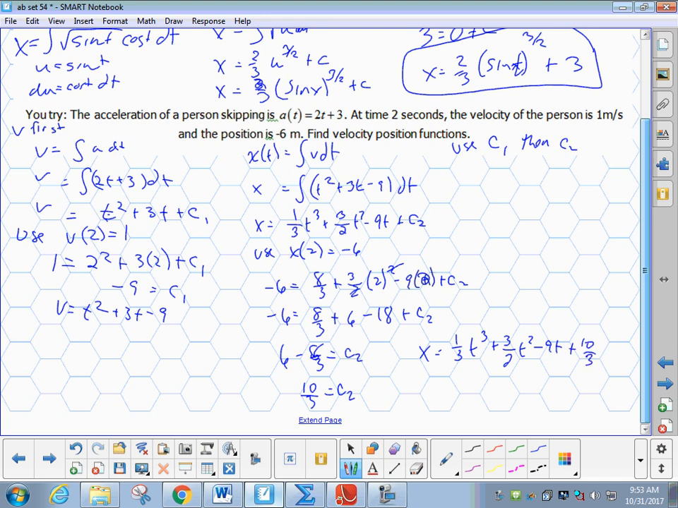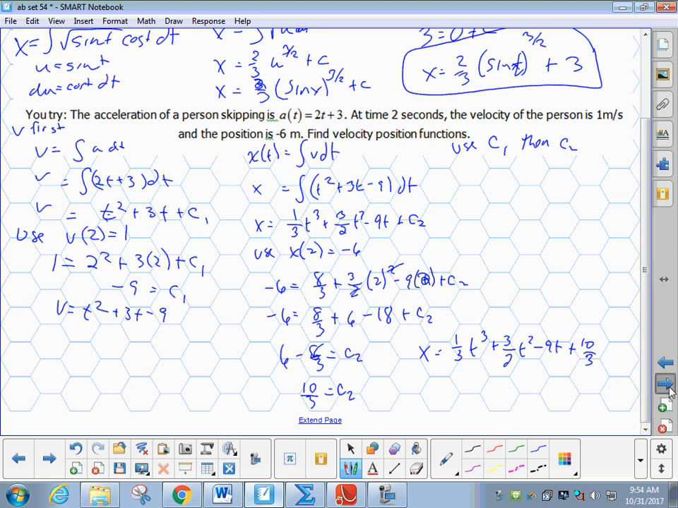What do you say for position there? Did you get 1/3 t cubed plus 3/2 t squared minus 9t plus 10/3? Yes? Okay. All right, let me know if you have questions there. If you didn't get that, then figure out why. Is it conceptual or arithmetic?